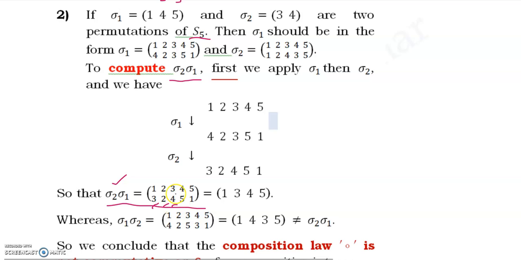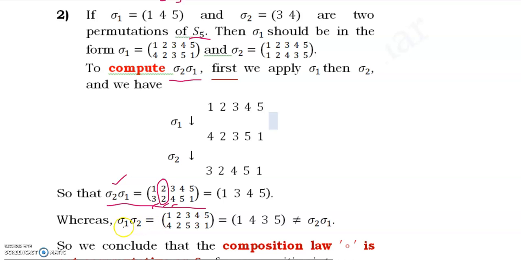How to convert this into the cycle form? You see, here number 2 is not assigned to another element. It is assigned to itself. So now 1 goes to 3, 3 goes to 4, 4 goes to 5, 5 goes to 1, which means a 4 cycle. Here, as we saw earlier, no need to write this 2, because it is assigned to itself. Now this has a 4 cycle only. So sigma 2, sigma 1 is this.